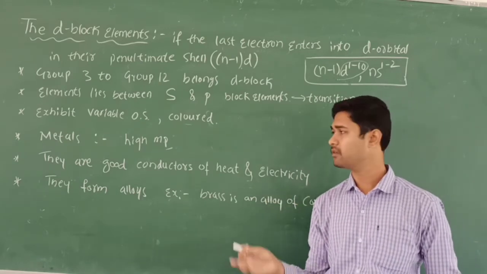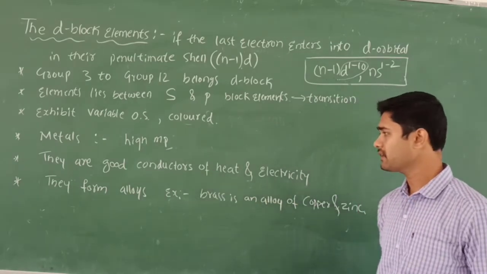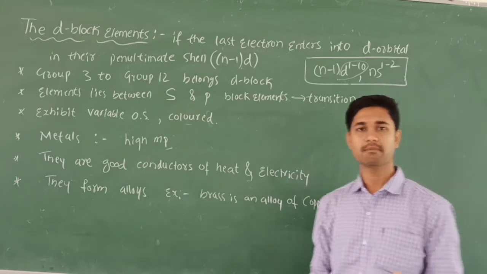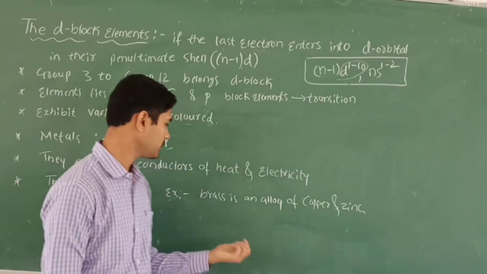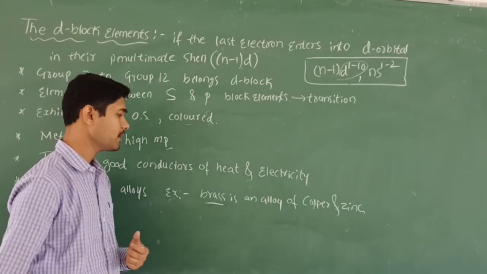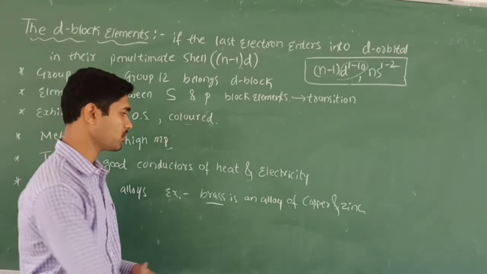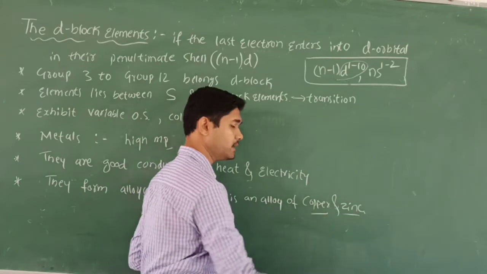Examples are silver, gold and copper. This comes here. And they form alloys. Alloys means mixtures of metals. We are going to call them alloys. The example we can take here is brass. Brass is a mixture of the elements copper and zinc.